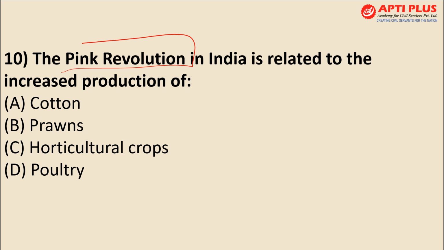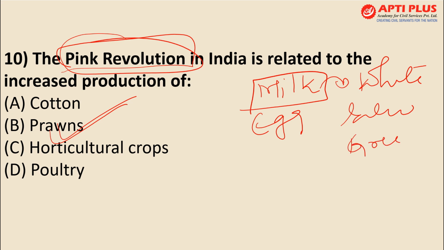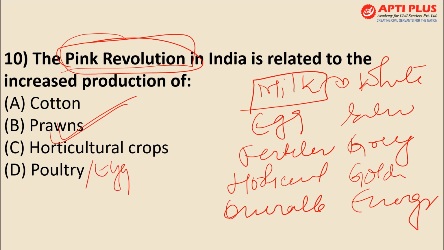Next: Pink Revolution is related to increased production of cotton, prawns, horticulture, poultry. Answer is B, prawns. Like the Pink Revolution, there are other revolutions in India too. For milk production increase we have the White Revolution, Silver for egg, Grey for fertilizers. Similarly, we have Golden for horticulture crops. We have Evergreen, that is for overall development. And poultry, or you can say the egg one, this is again simple, your Silver Revolution.